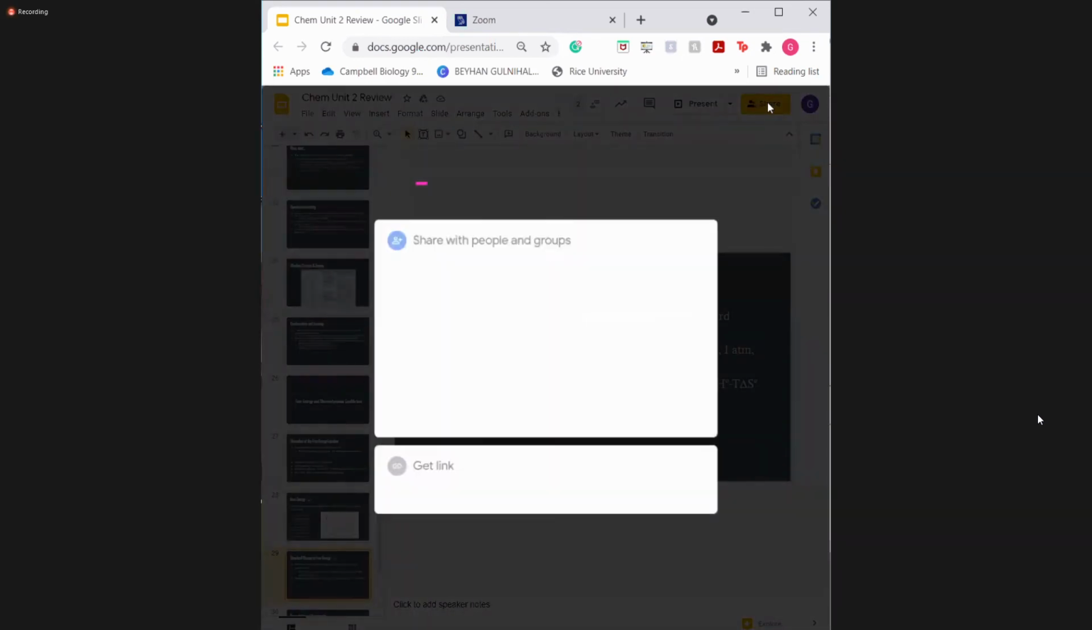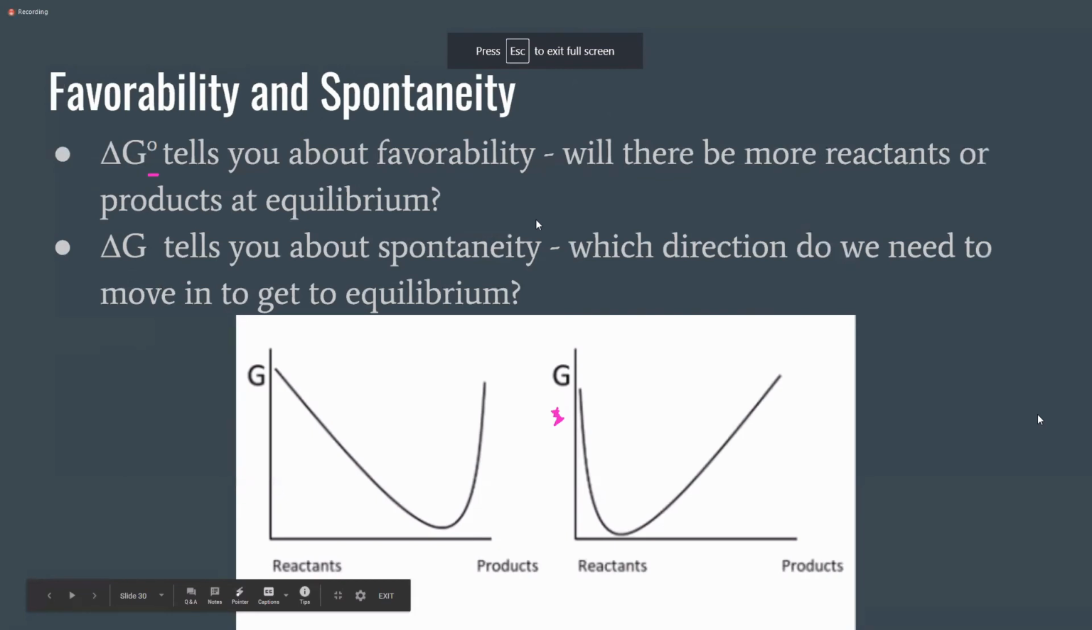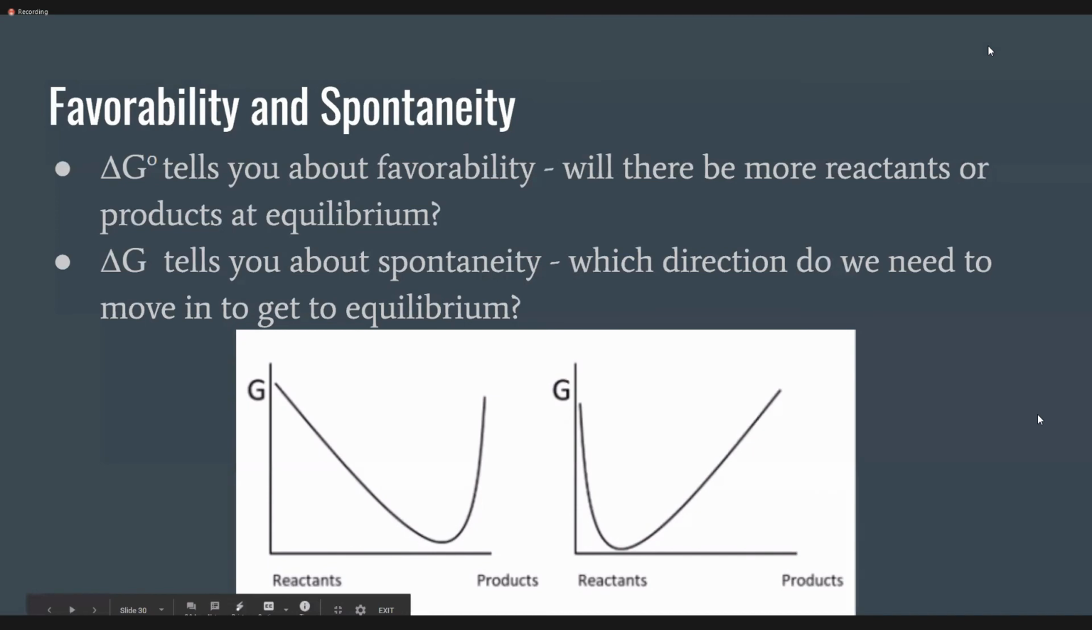Because I just want to illustrate delta G naught and favorability. Okay, now I'm going to annotate this. So here I want to illustrate my point about delta G naught telling us about the favorability of the reaction, and all favorability means is, are we going to have more products than reactants at equilibrium? So hopefully this demonstration with the curve will help.